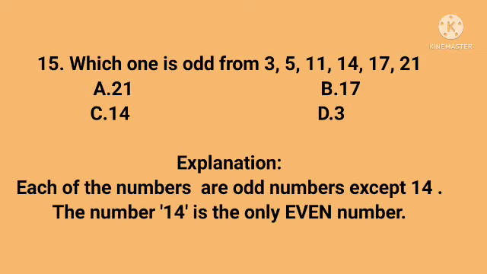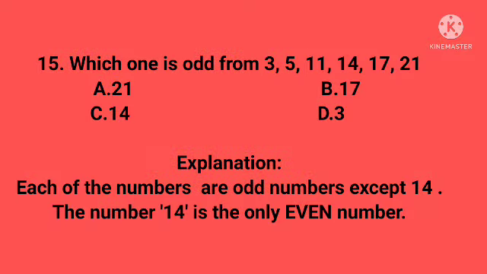Question number 15: Which one is odd from 3, 5, 11, 14, 17 and 21? A) 21, B) 17, C) 14, D) 3.